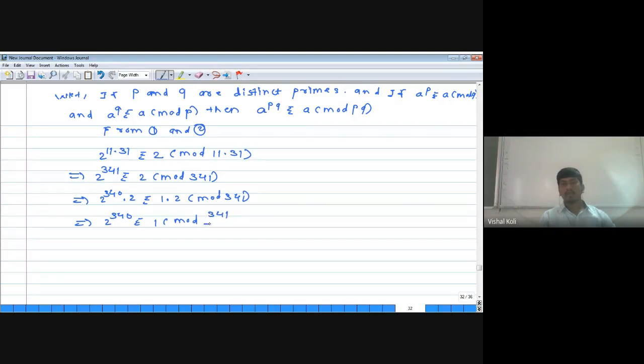Therefore, this is nothing but 2 to the power 340 is congruent to 1 modulo 341 divided by the GCD of 2 and 341. What is the GCD of 2 and 341?